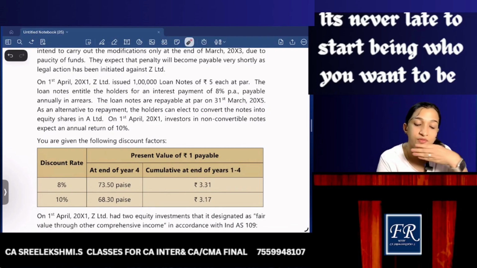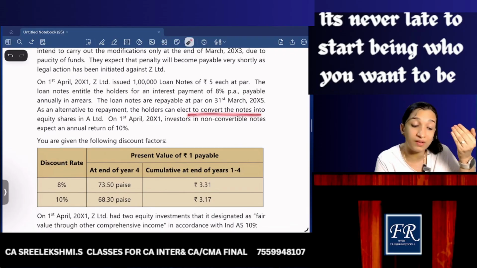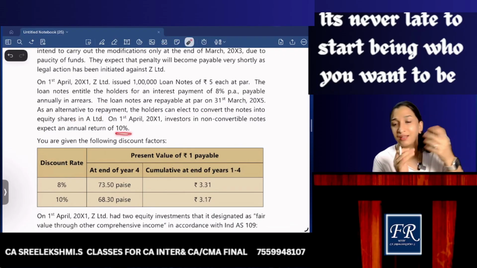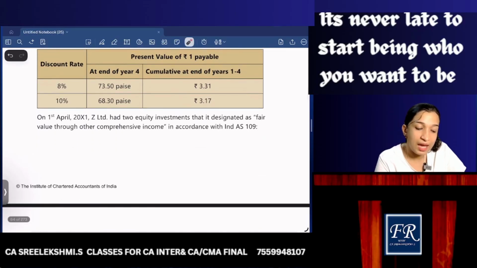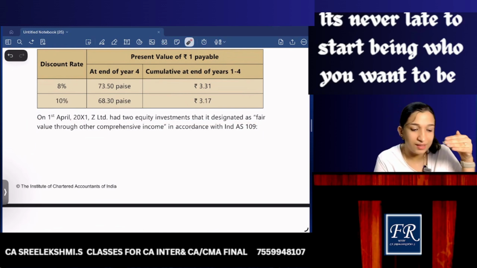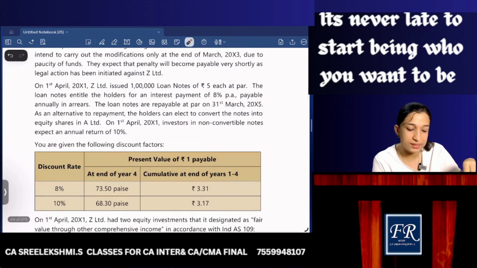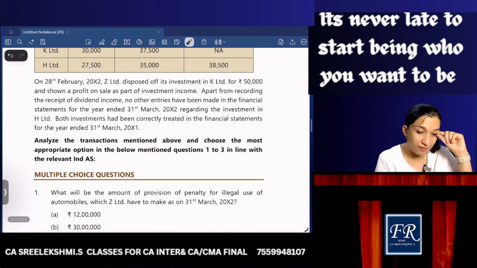As an alternative to repayment, the holder can elect to convert the notes into equity shares. On 1st April, the investors' rate on non-convertible notes is 10%. So you are given discounting rates. And on 1st April, Z Limited has 2 equity investments. So that's a different question, I think. Shall we read the questions on these 2 areas? Then we'll read this.